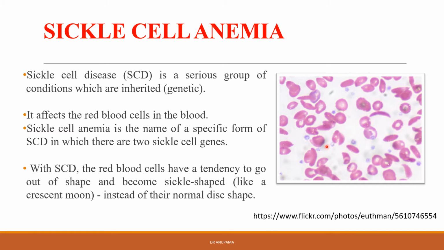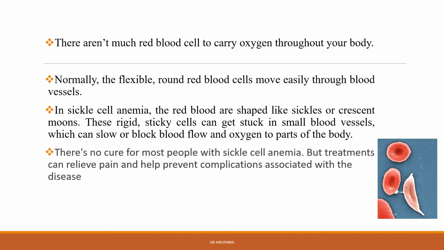So this is the microscopic observation which shows that the person is affected with this sickle cell disease. There aren't enough RBC to carry oxygen in these individuals to meet the body's needs. Normally the flexible round RBC move easily through the blood vessels. But in sickle cell anemia, the red blood cells have lost their shape and become sickle shaped or crescent moon shaped. These cells are rigid, sticky and get stuck in small blood vessels, which can slow or block blood flow and oxygen transport to parts of the body.